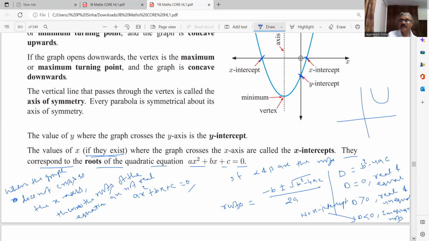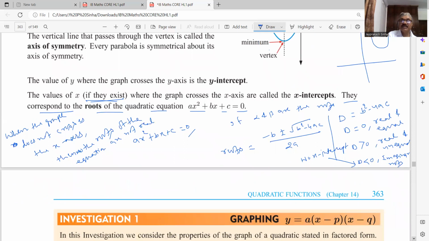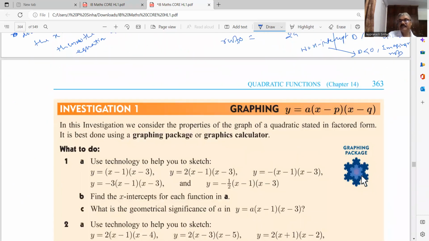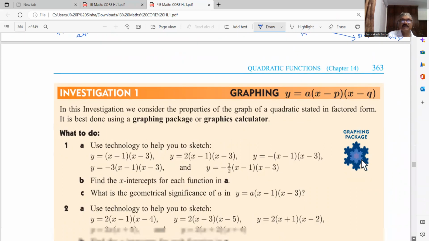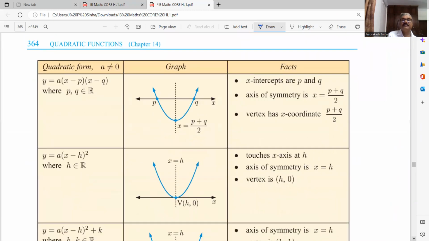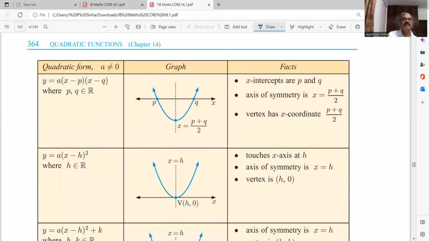So this is a quadratic function, and you already know these things. Now come to the different forms of quadratic function. So different forms of quadratic functions are here. See, this is very, very important from the problem solving point of view.